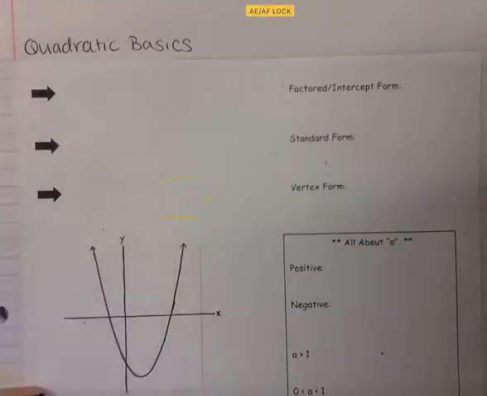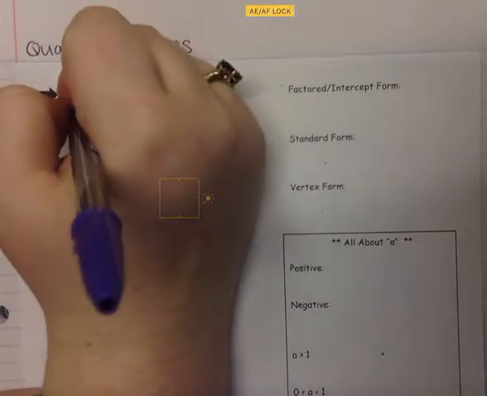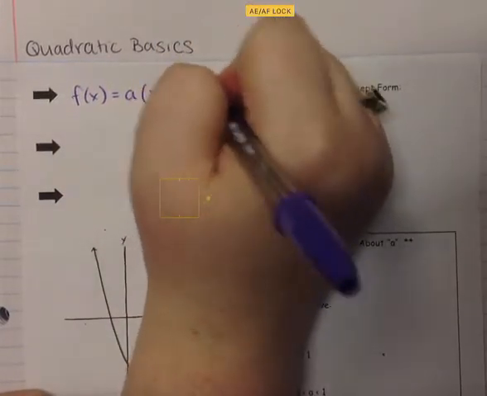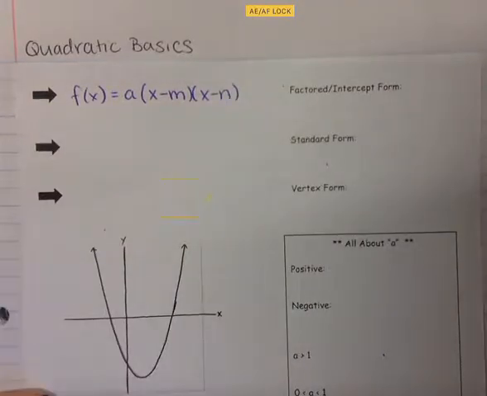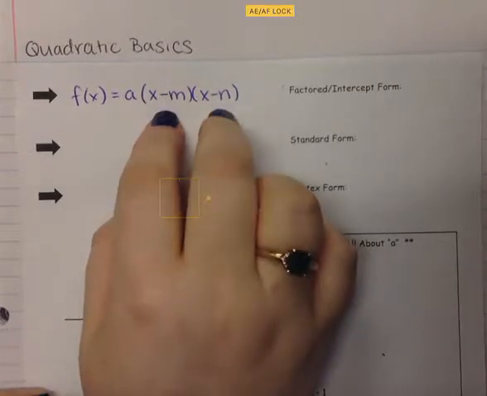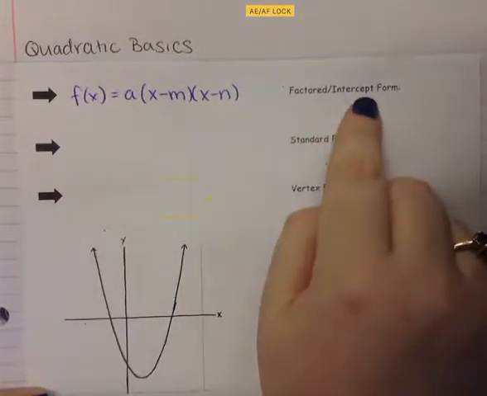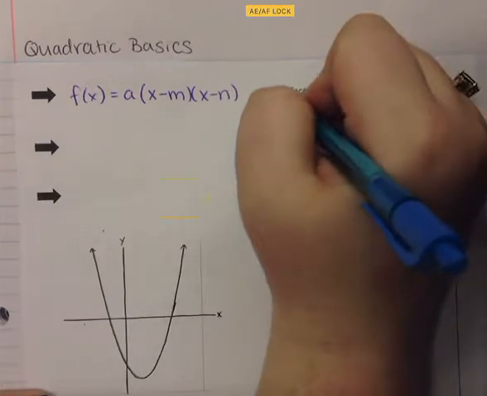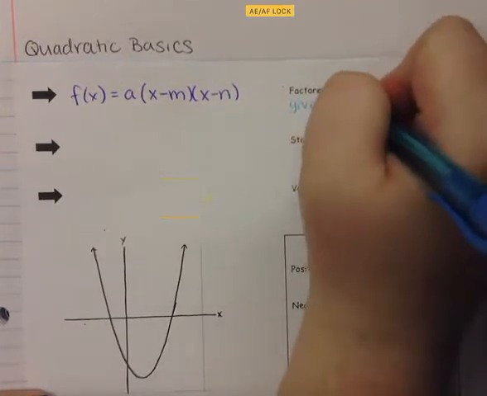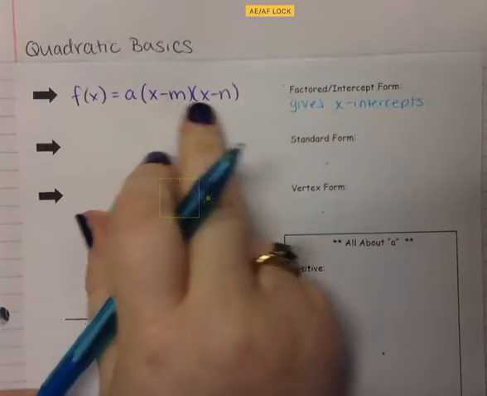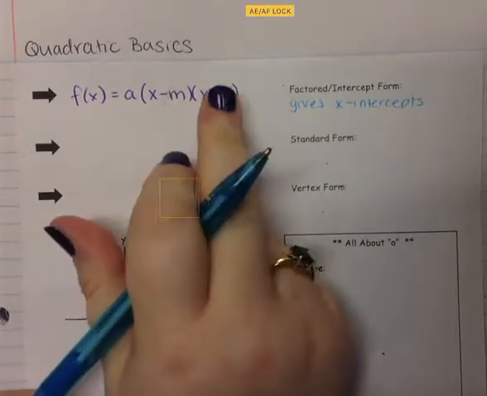Factored intercept form is written as f of x, or y, equals a parentheses x minus m parentheses x minus n. It's in factored form, so if you know how to factor, you can get it into this form, and it will give you your intercepts. It will give you your x-intercepts. You'll be able to figure out what your x-intercepts are from your m value and your n value.